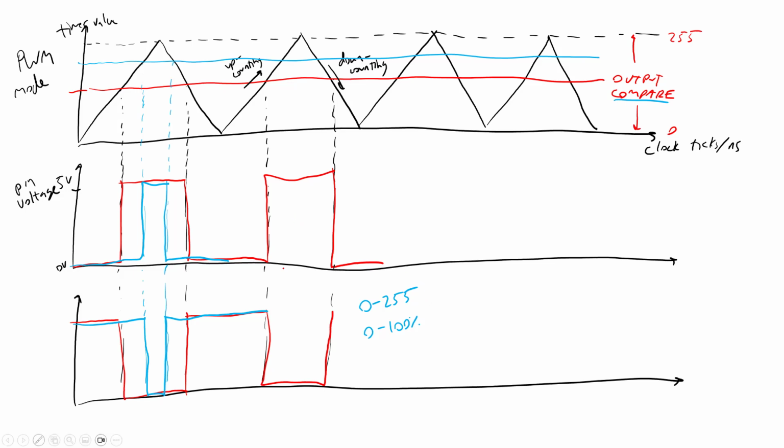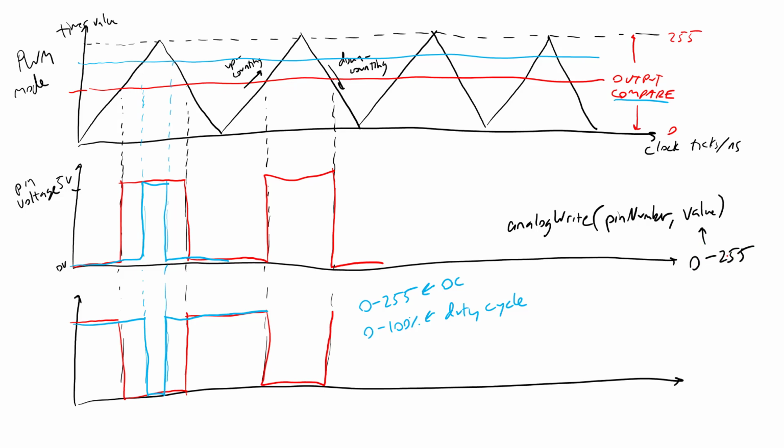So either option works. Again, I found this one, that's OC, output compare duty cycle, more intuitive. And again, if you're familiar with the Arduino analogWrite command, that is how that command works. So analogWrite takes a pin number and then a value where value is between 0 and 255, and a higher value there is going to give you a higher duty cycle.